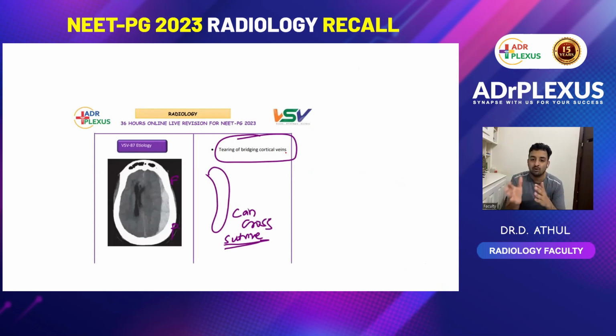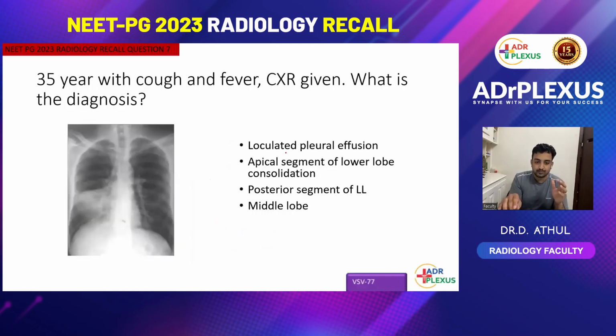Again, these things we have already discussed in our previous classes. So that is the concept. If the bleed is crossing the suture lines, then we should think in terms of subdural hemorrhage. That is the catch point here.